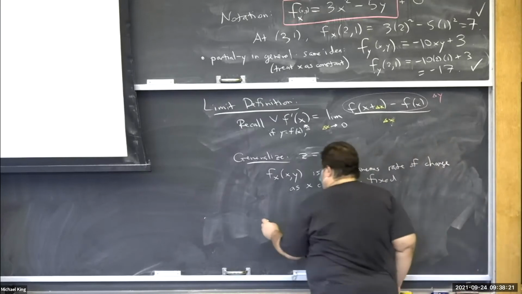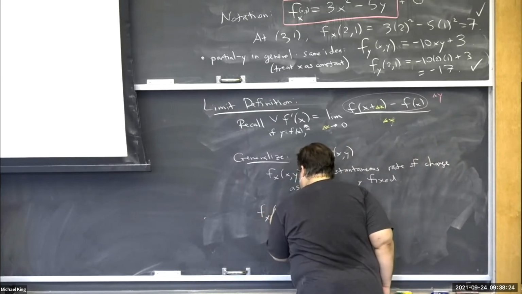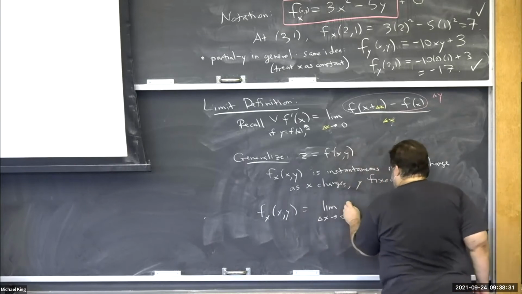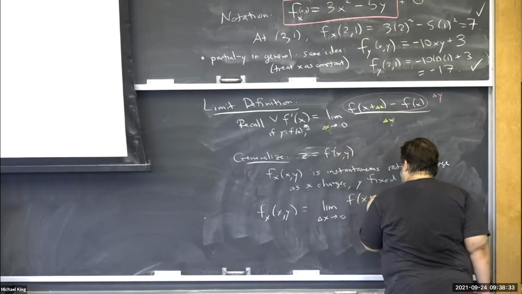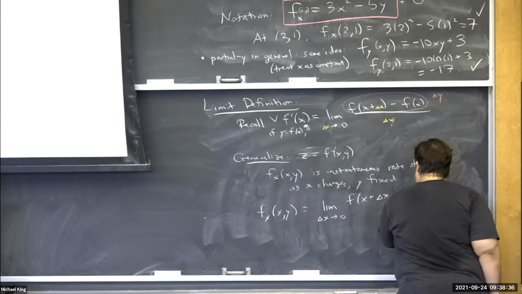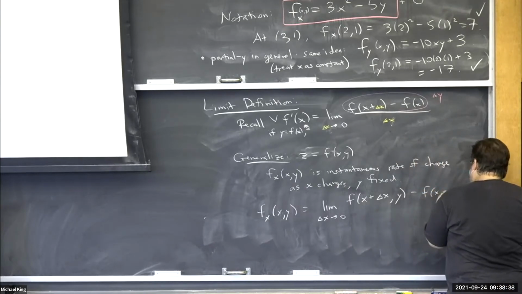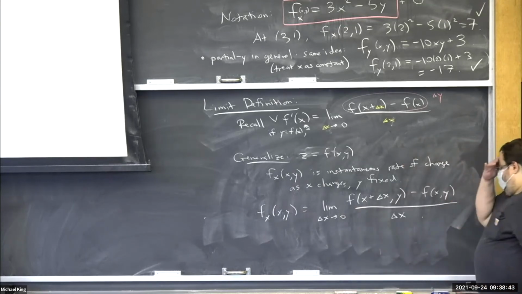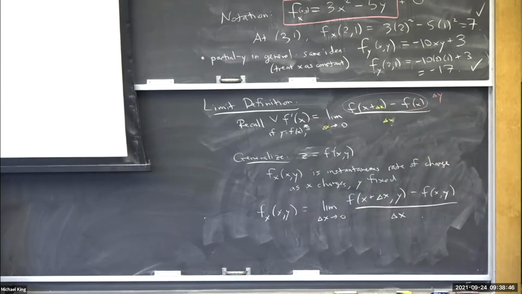And so you could write this down. You could give a limit definition if you'd like. It's again a limit as delta x goes to 0, because y is fixed, and you just do something like this. You don't change the y. That's the derivative in the x direction. The y is fixed, and it doesn't change when x changes. Does that make sense?